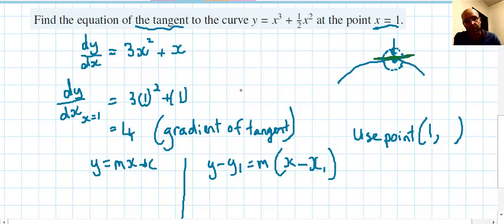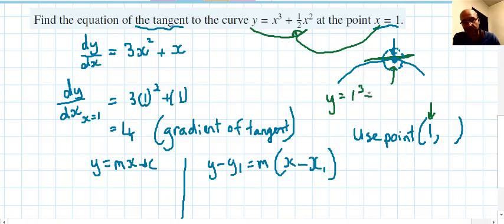Now we're going to use that. We don't know the gradient of the tangent yet. That's what we're trying to find. So we can't sub it into there. We need to sub this value of x into this original function, because it will tell us also where that point is. So we sub in x equals 1 into this equation. So we have the point y equals 1 cubed plus a half times 1 squared. So that's 1 plus a half, which is 1 1/2, or 3 over 2.